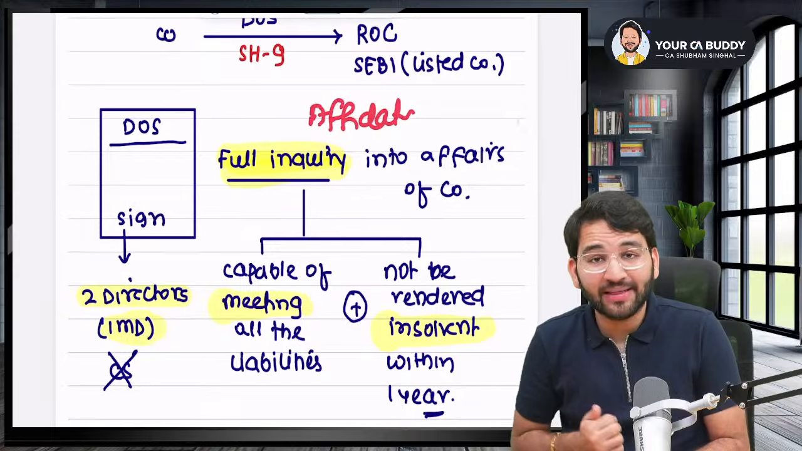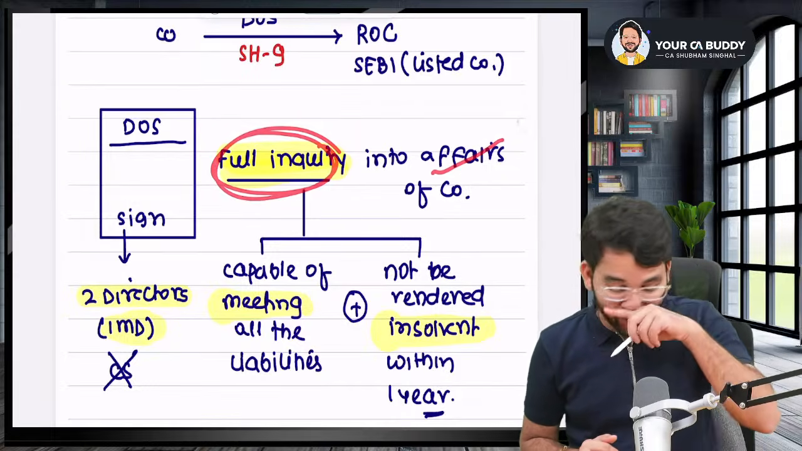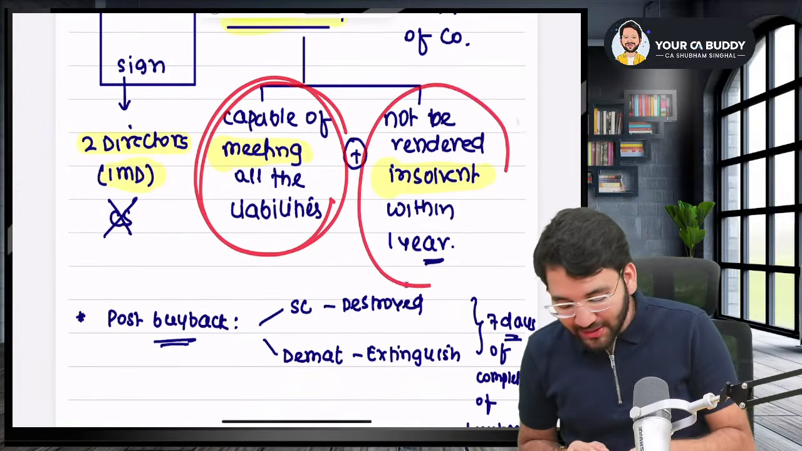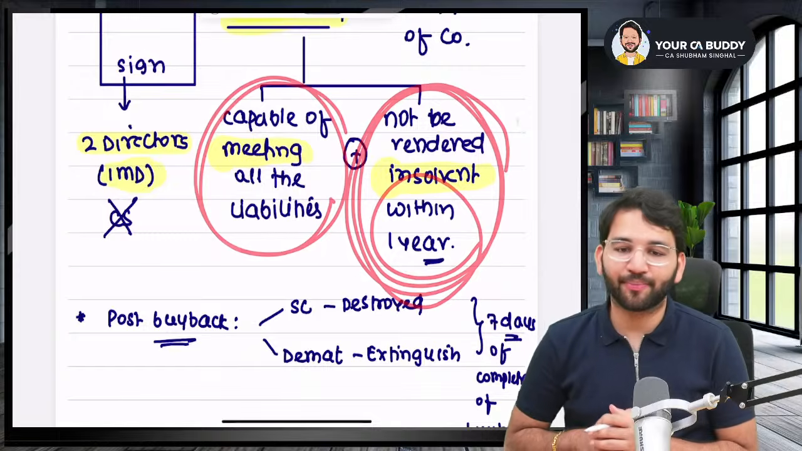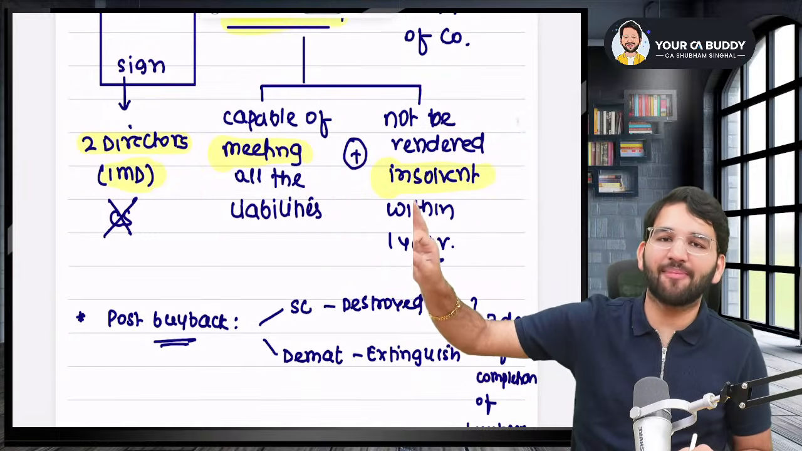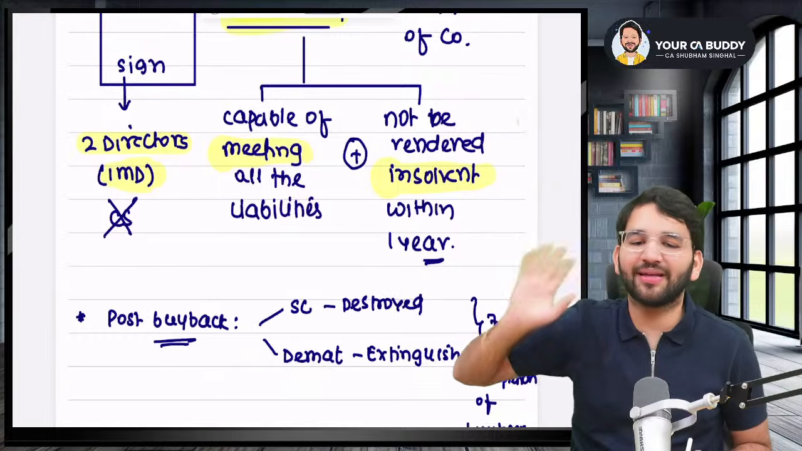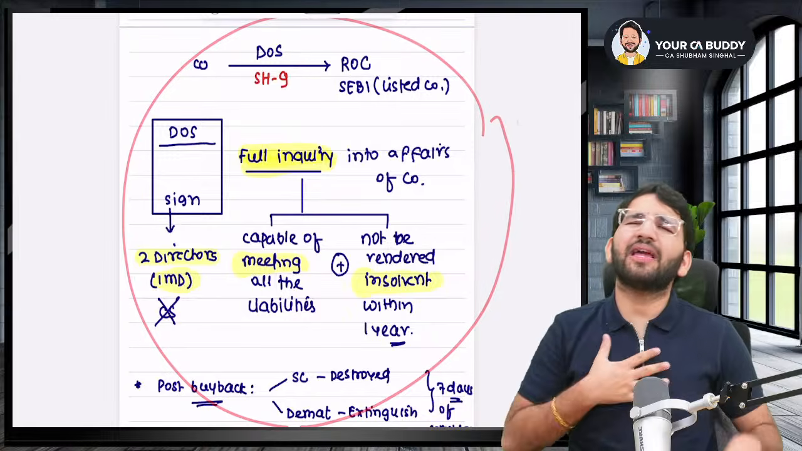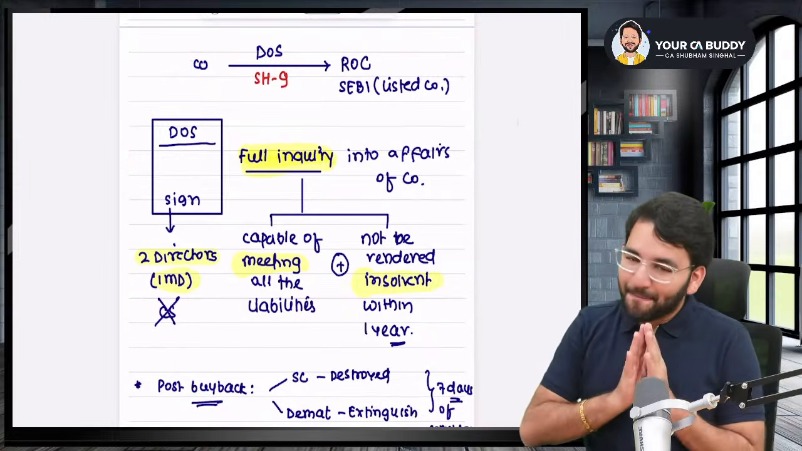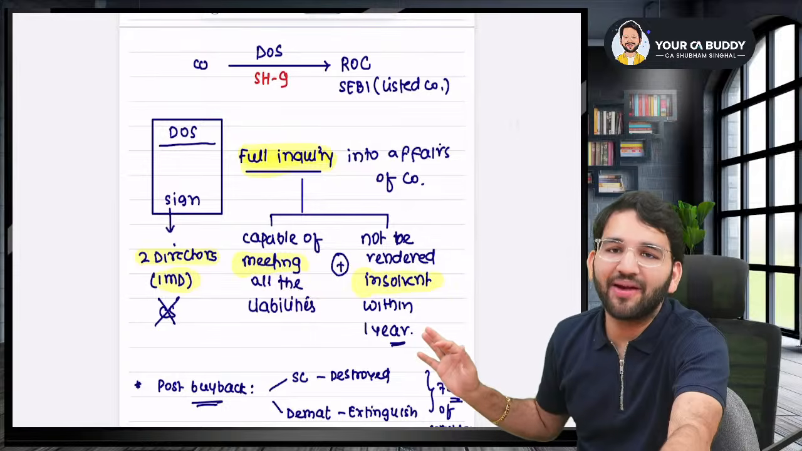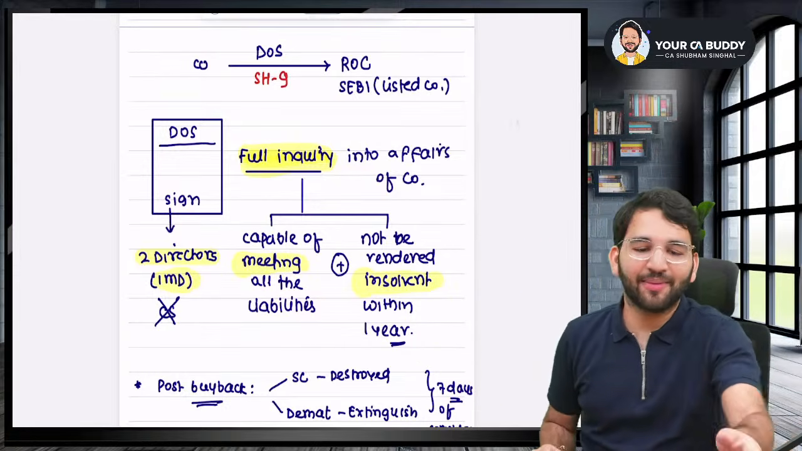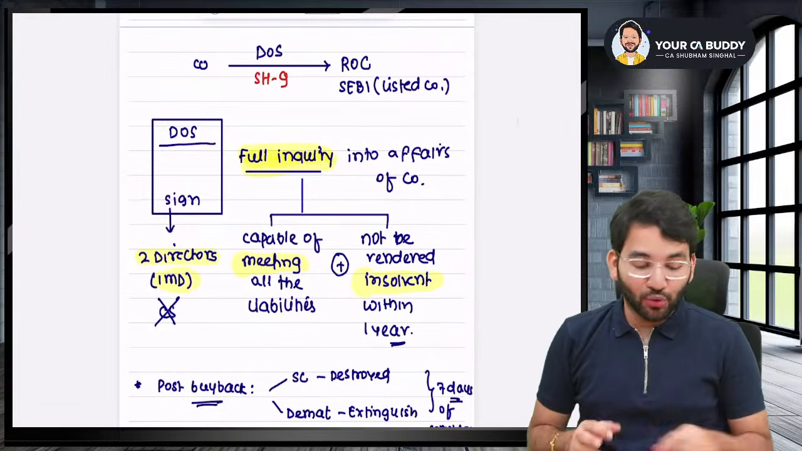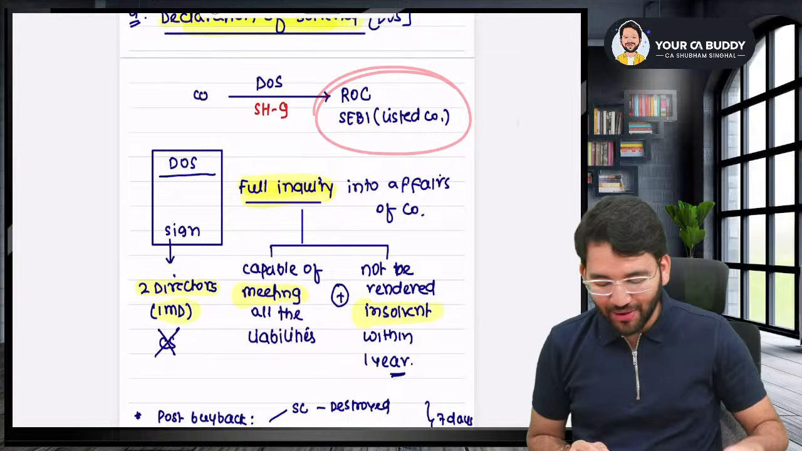By affidavit, they will write that we have made full inquiry into the affairs of the company and we think that the company is capable of meeting all its liabilities and the company shall not be rendered insolvent in the next 1 year. This is what you'll write in the declaration of solvency. You don't have to worry about it. If these two conditions are satisfied, then you'll give the declaration of solvency to the ROC, and if you're a listed company, to SEBI also.